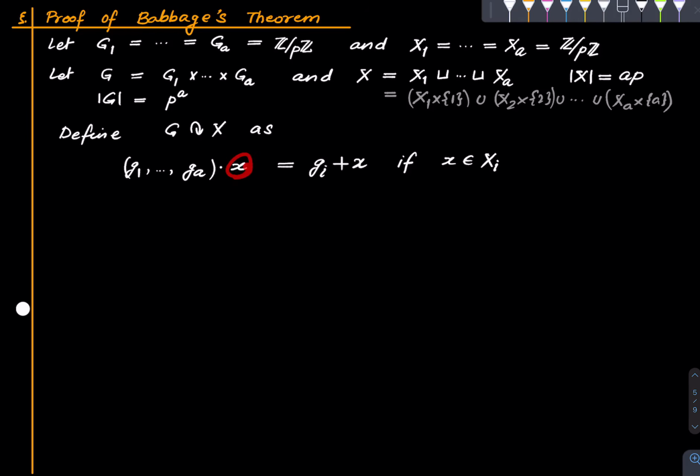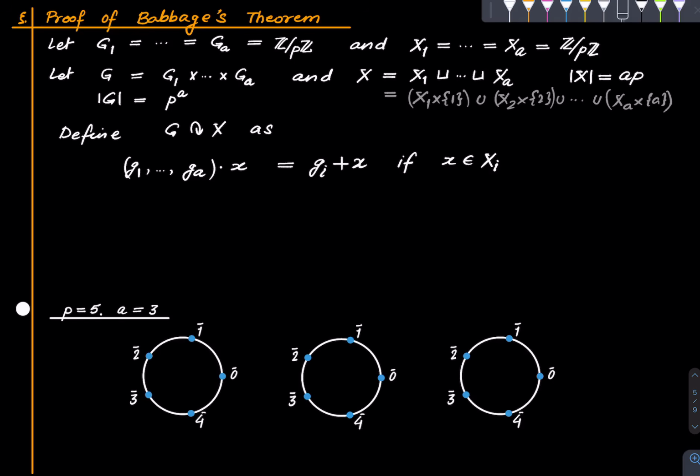So once again, suppose x lies in X_i, you just look at what is there in the ith coordinate. In the ith coordinate there is g_i, and add them like group elements. After all, an element of X_i is just an element of Z mod pZ, and g_i is also an element of Z mod pZ, so it makes sense to add them. The other coordinates have no job once you know the coordinate of x. I hope this makes sense, and let us look at a picture of what's going on.